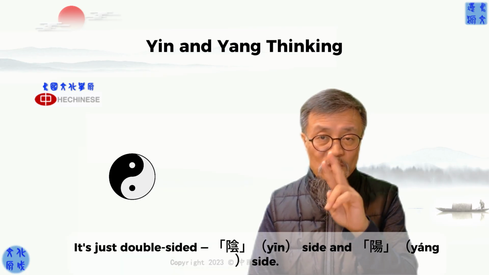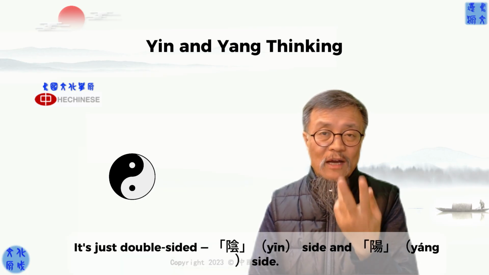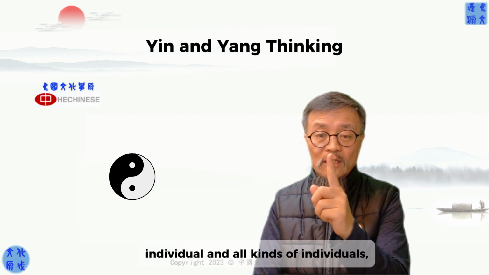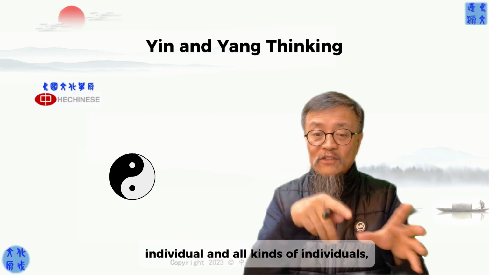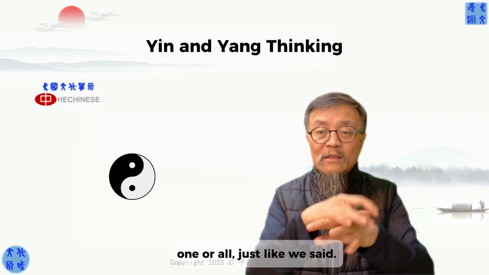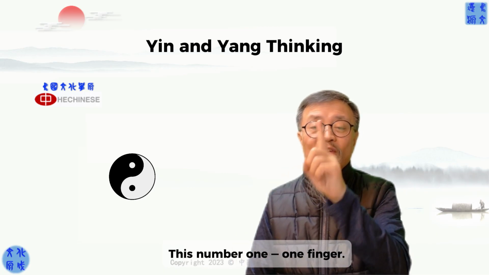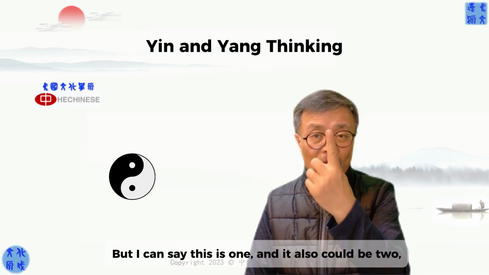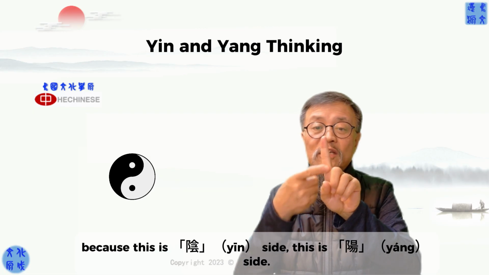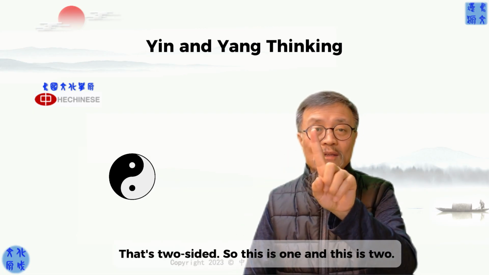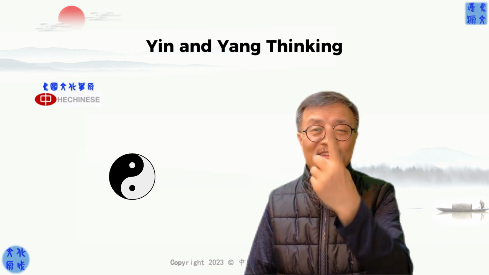It's not only double-sided, yin side and yang side. This is one way to manifest, and this is another way to manifest. Individual and all kinds of this individual. One or all, just like we said. This is the number one finger. But I can say this is one, and also could be two, because this is the yin side, this is the yang side. That's two-sided. So this is one, and this is two.